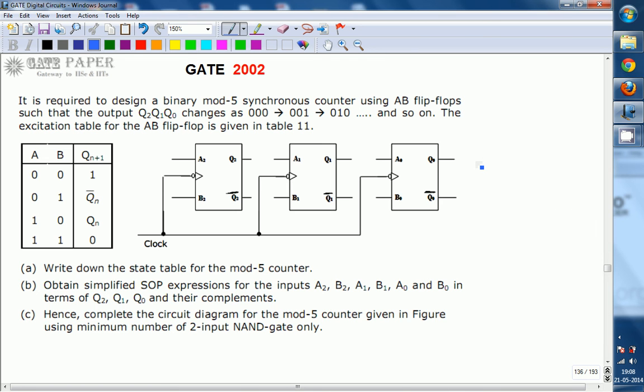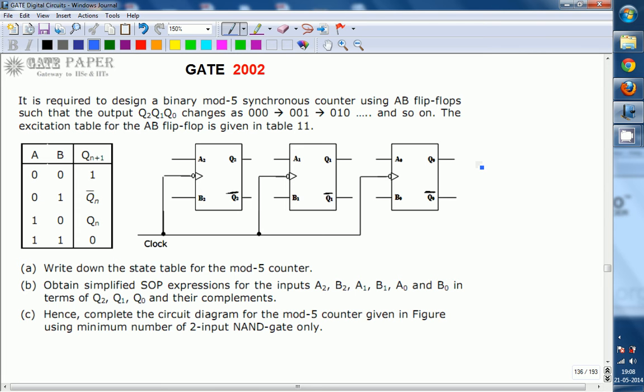Hello, we are discussing the GATE 2002 ECE paper, and the topic is related to digital circuits. It is required to design a modified synchronous counter using AB flip-flops such that the outputs Q2, Q1, Q0 change as 000, next state 001, next 010, and so on. The excitation table for the AB flip-flop is given.